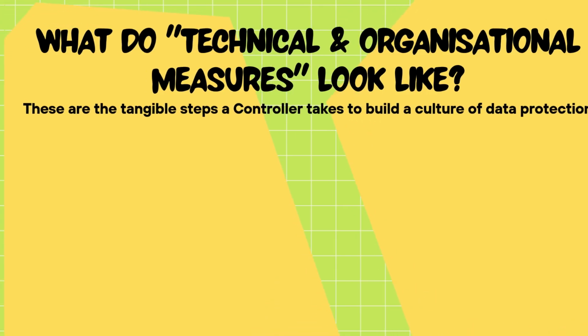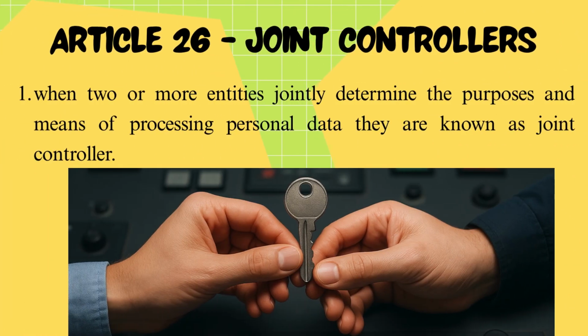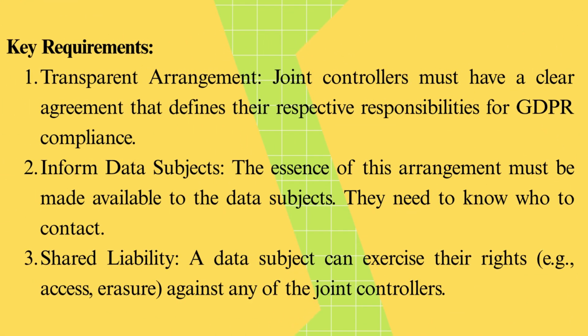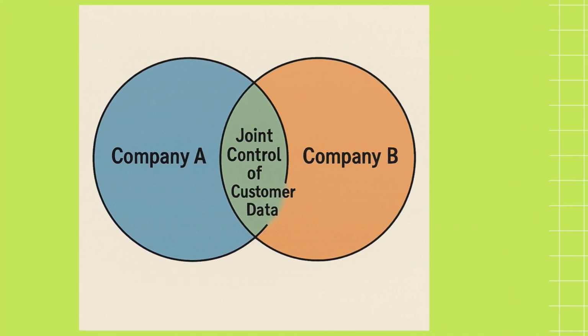So in the next slide, we are talking about the joint controller. Sometimes two or more organizations jointly decide how and why personal data is processed. They are called joint controllers under Article 26. For example, imagine an airline and a hotel chain running a joint loyalty program. Both decide how customer data will be used. That makes them joint controllers. So the key requirements for joint controllers are a transparent agreement, informed data subjects, and shared liability. So collaboration comes with shared accountability, not shared excuses.